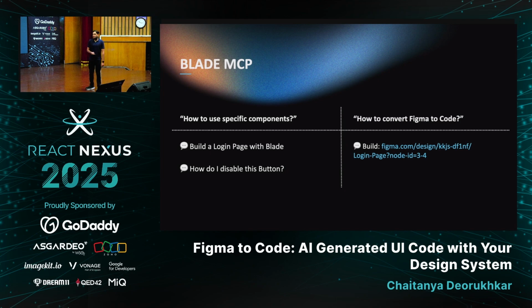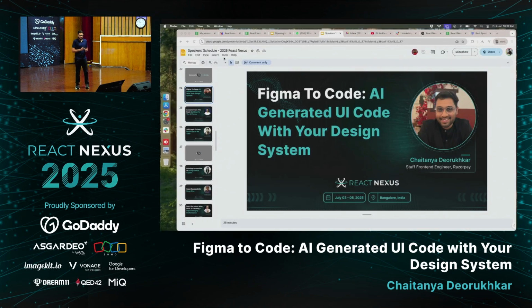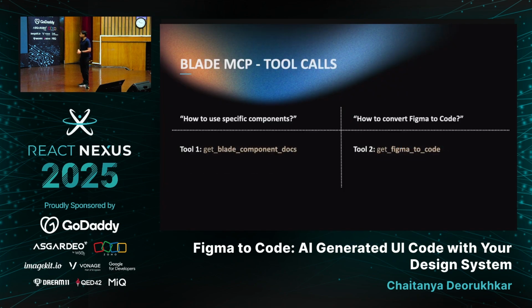So Blade's MCP server has some specific responsibilities. It needs to help Cursor understand how to use specific components, and it needs to help Cursor convert just a Figma link directly into UI code that's written with our design system. To solve these specific responsibilities, we built two separate tools. One was get Blade component docs and one was get Figma to code.